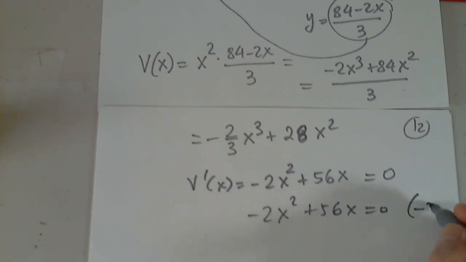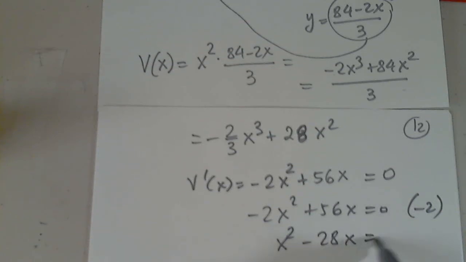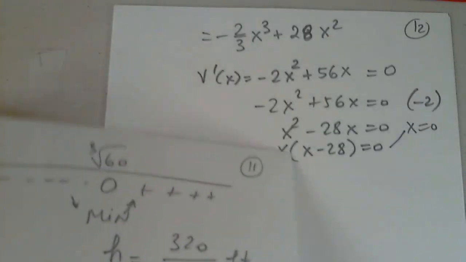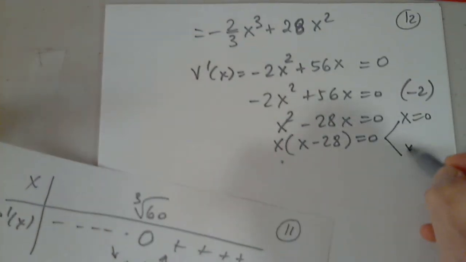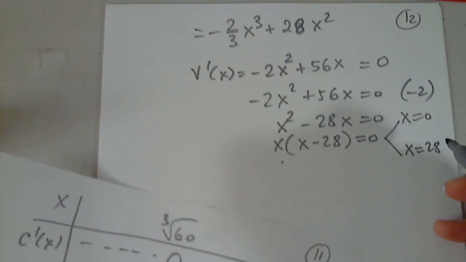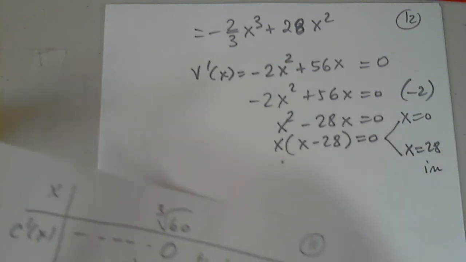I will divide both sides by negative 2. So I have x squared minus 28x equals 0, and I will factor out x and get this. I cannot consider x equals 0. That's not possible. I will not have a box if x is 0. The other option is 28, and that's inches.